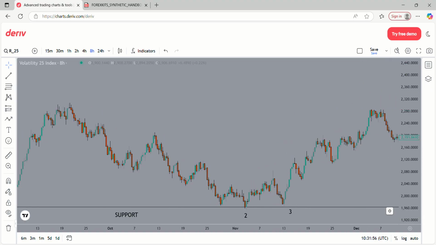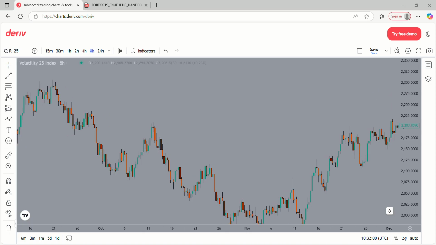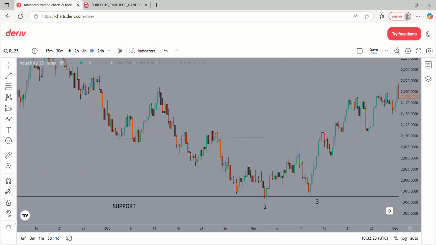All right. This might not be as perfect as the way I drew it, but this is one example. At this point we see that we have a support. Market was bouncing off this point and was buying, and then the support became a resistance. So it might not be as perfect as when I was drawing.